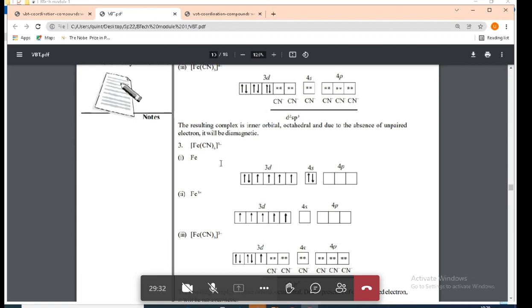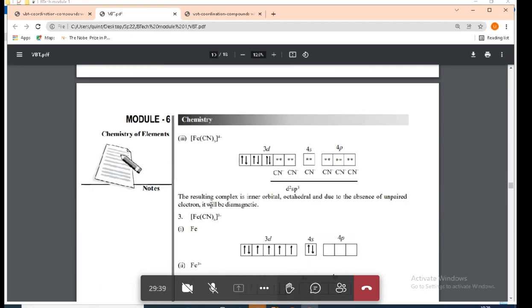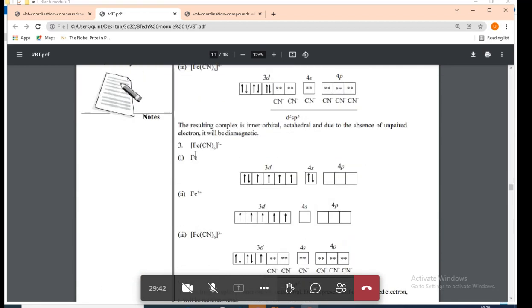Now let's take another example, Fe(CN)6 3-. Here the iron is in +3 state, the ferric state. So +3 oxidation state means 3 electrons go off. So 1, 2, and the third one, of course the one which is paired up, is the one to go off. So iron in +3 state has 3d5.